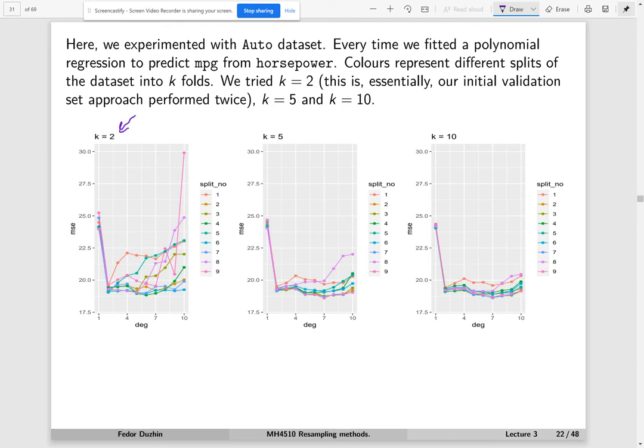Notice that if k is 2, this is almost the same as our initial validation set approach, because if k is 2, it means that we split our dataset into two folds. But in our initial validation set approach, we just train our model on one half and apply it to the other half. In k-fold cross-validation, we do it twice, and then we train it on the other half and apply it to the first half and take the average error. Which is why it reduces the variance. So k equals 2 is better than the pure validation set approach, so it has lower variance.